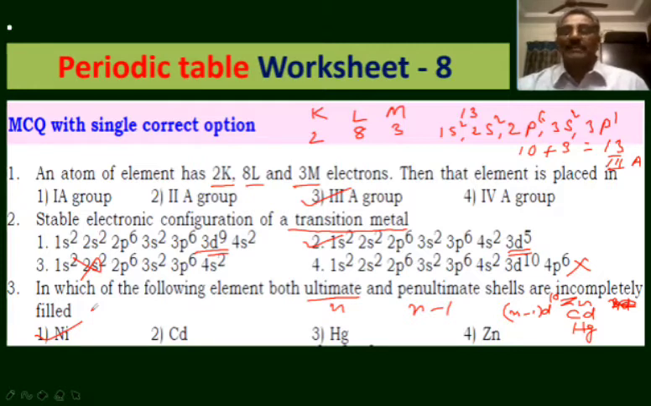Though all the elements are d block elements or transition elements, nickel is the only element which has an incompletely filled penultimate shell. In the other three elements, cadmium, mercury and zinc, the penultimate shell is completely filled, though they are transition elements.